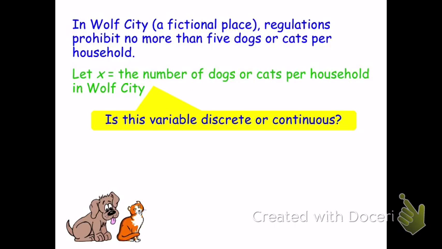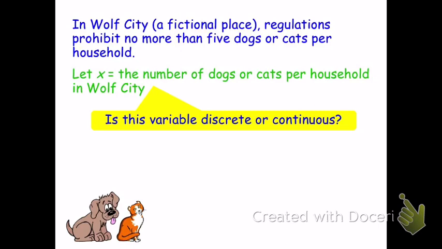There is a Wolf City, Texas, though. Put your laptop away. That was a false statement. It's a fictional place. This is a fictional one, not the real one. I don't want to give any false information. That Wolf City probably allows more than 5 dogs or cats per household, but this Wolf City does not. So I don't want you to confuse the two. Thank you for that clarification.